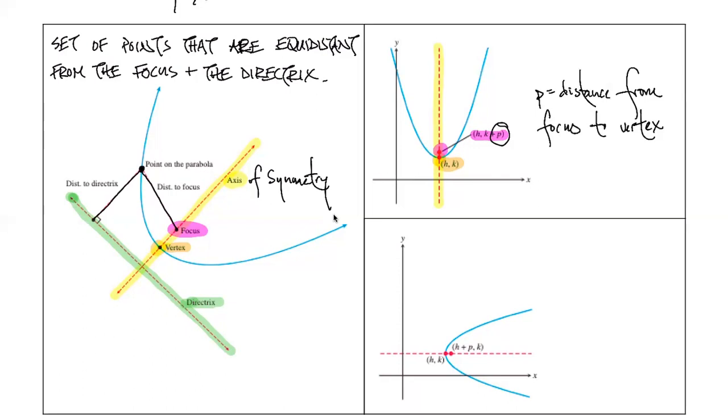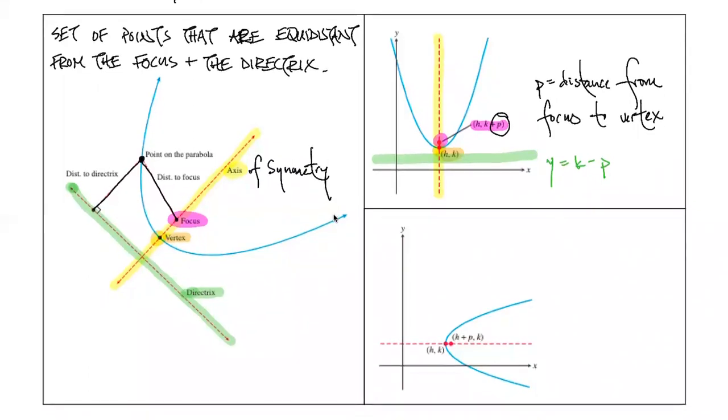Now in this diagram, they don't show us our directrix, but our directrix would be on the outside of the parabola, okay? It would be perpendicular to the axis of symmetry. And we could say that this equation is going to be y equals k minus p because it's below the vertex, okay?